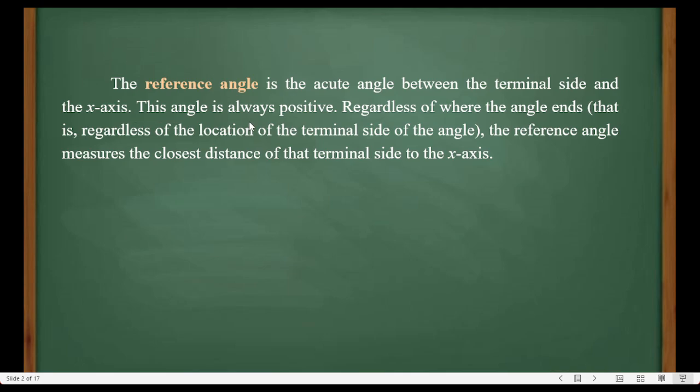This angle is always positive regardless of where the angle ends, that is, regardless of the location of the terminal side of the angle. The reference angle measures the closest distance of the terminal side to the x-axis.